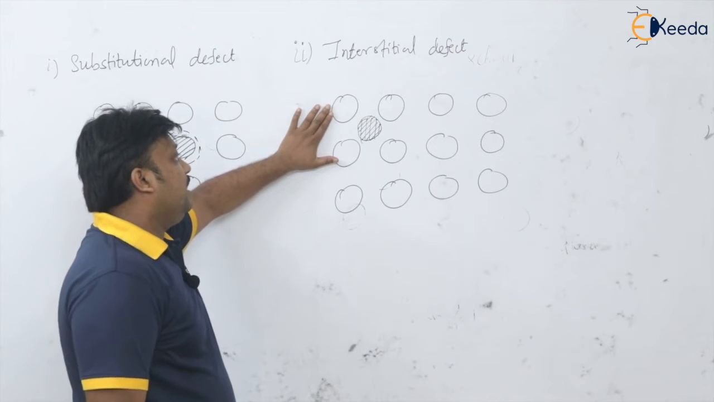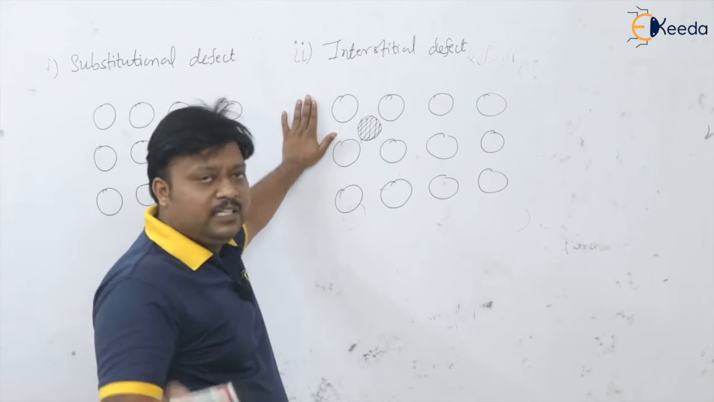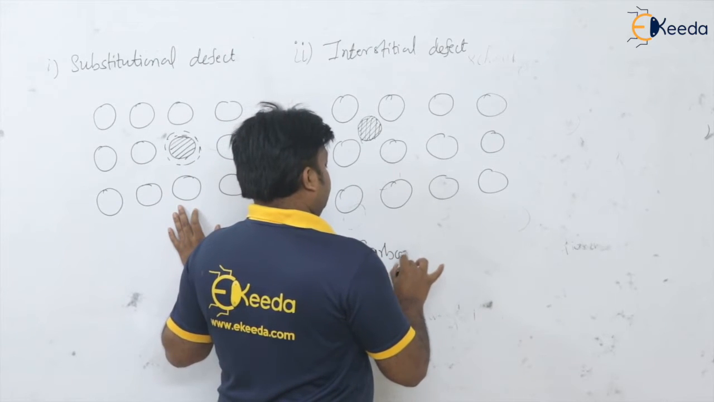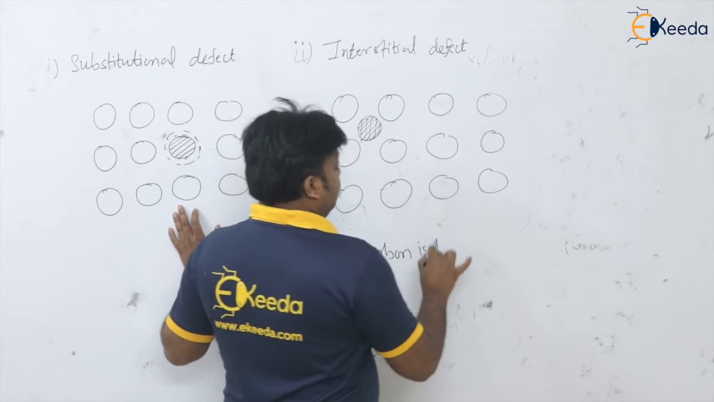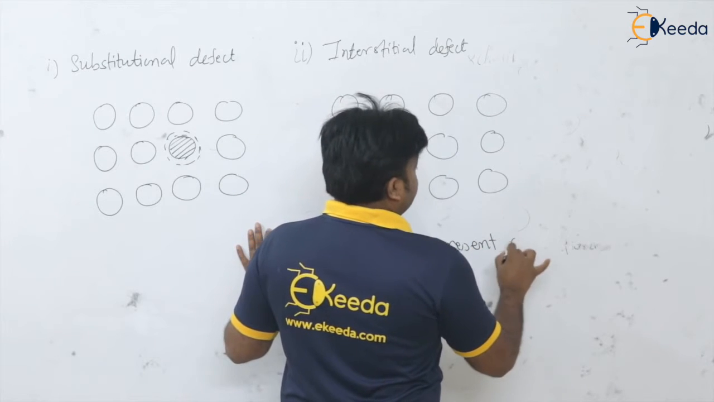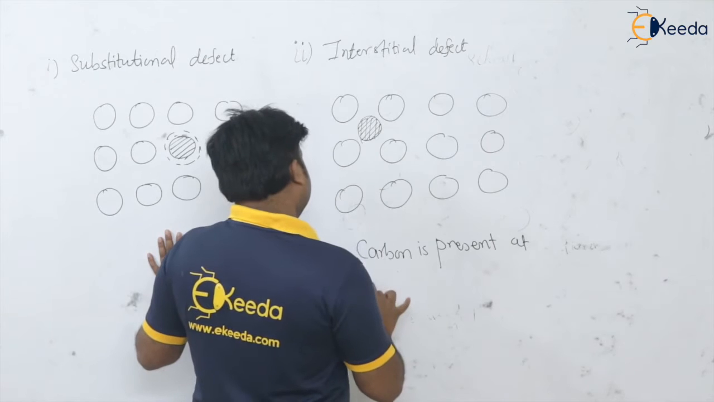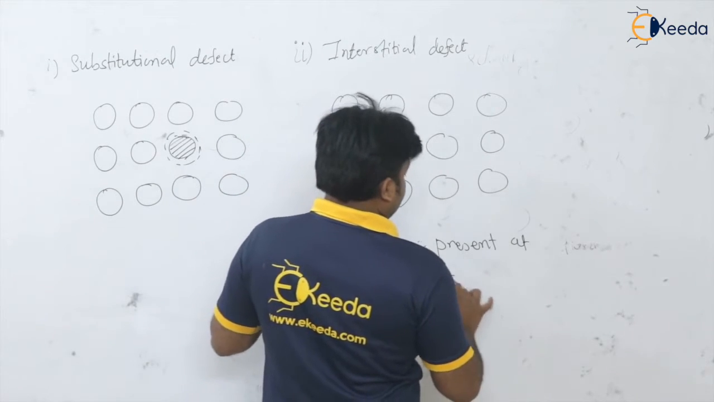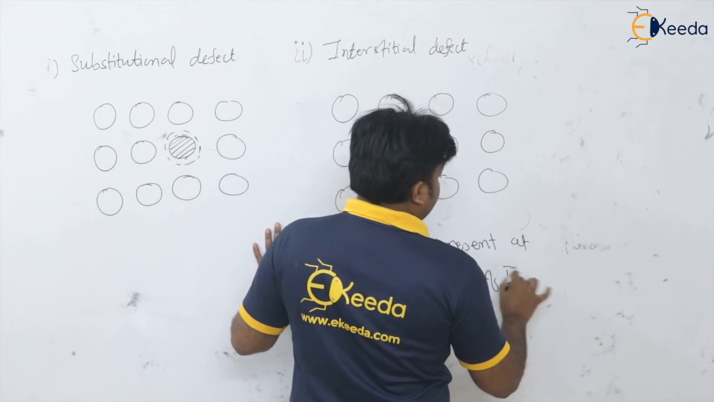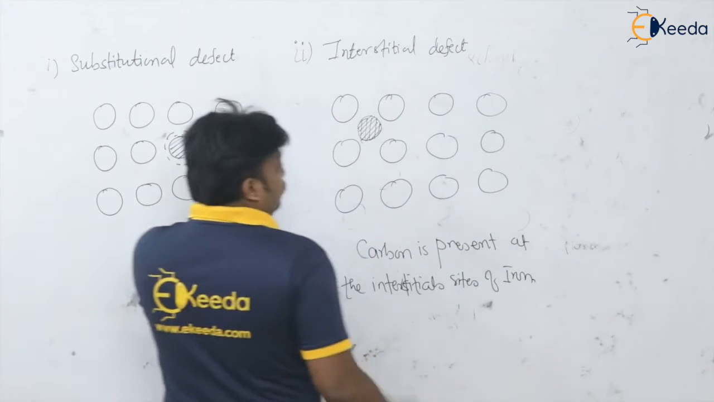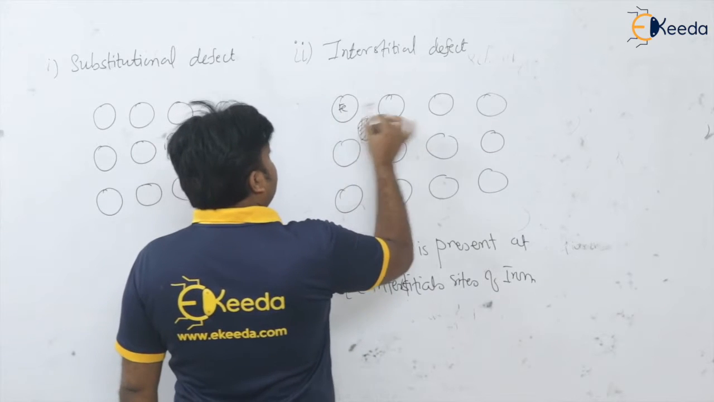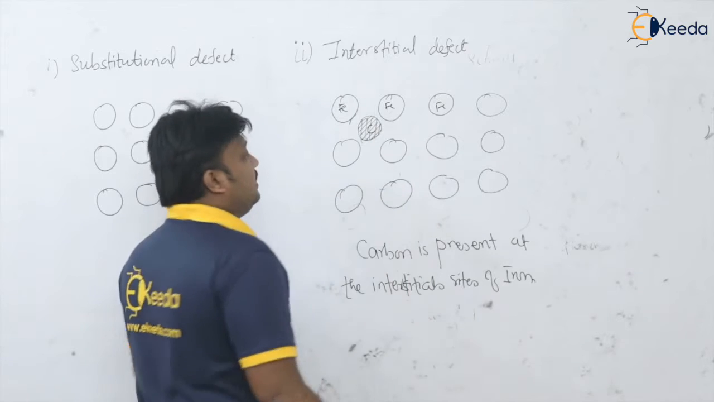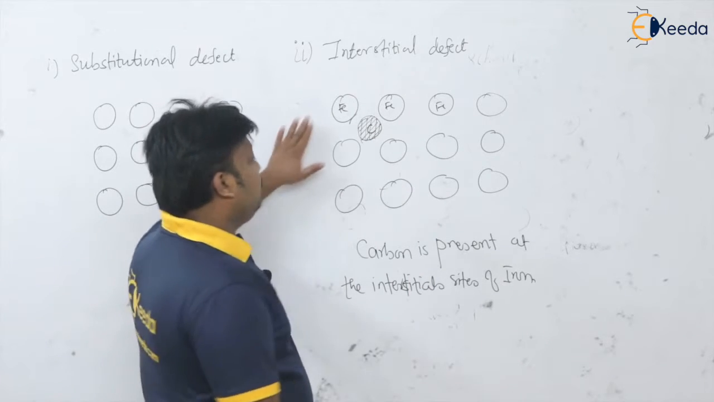So this is called the interstitial defect. For example, we know very well the carbon is present at the interstitial sites of iron. Okay, so if this is suppose the iron Fe, here the carbon atom goes and sits in the interstitial sites of this iron in the steels, that we know very well.